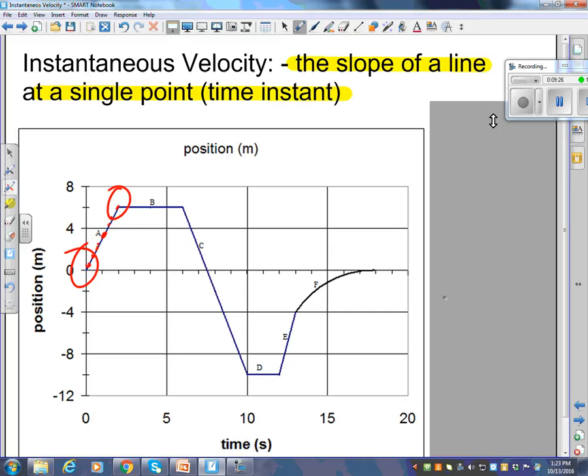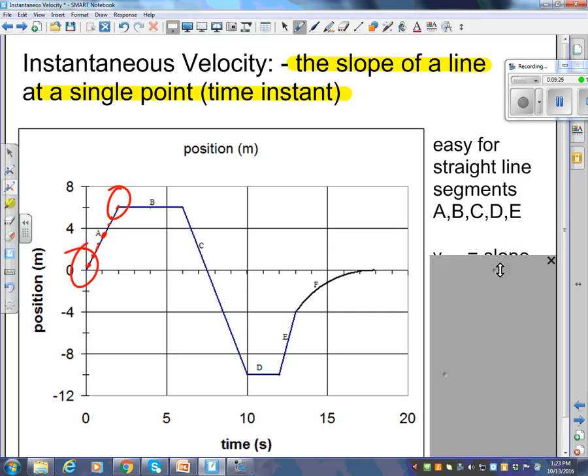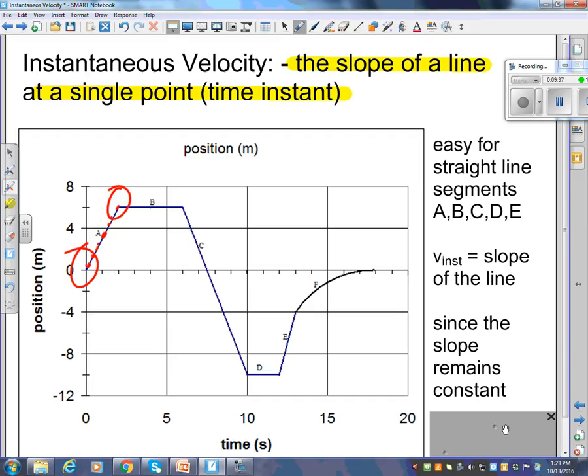So I think I've got that over here. Easy for straight line segments. V inst is simply the slope of the line, since the slope remains constant. And that's the first thing you got to write down at the top of page 2. So instantaneous velocity, when the line is straight, just find the slope. Again, it boils down to find the slope. The only real stumbling block comes when it is a curved line.